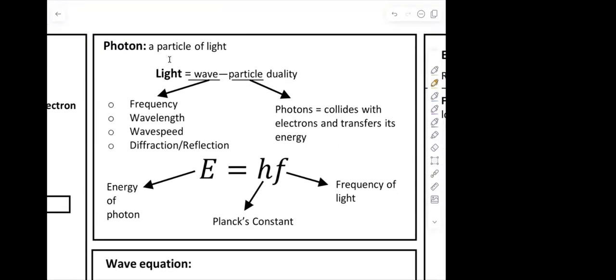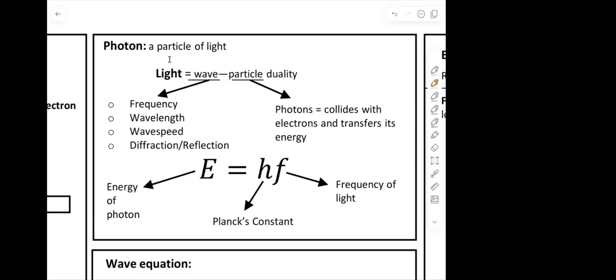But then particles also have these properties, like photons collide with electrons and it transfers its energy, right? Photons act like quantized individual particles at times as well. So this wave particle duality gives light this really awesome property of a lot of things.